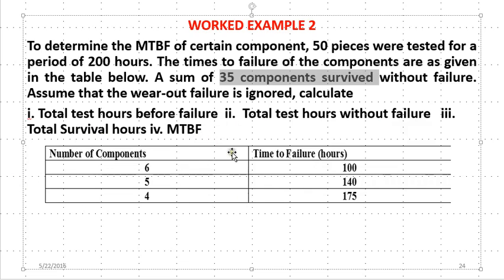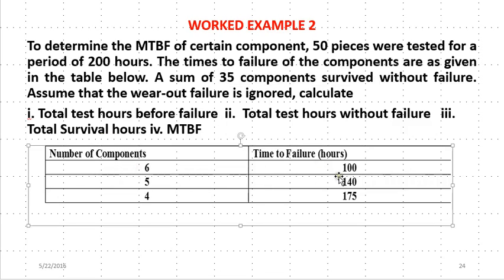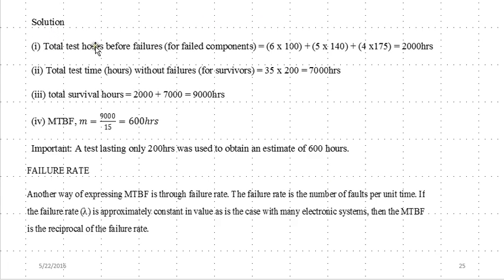Now if you look at this one, 6 components failed at the period of 100 hours, 5 at 140 hours, 4 at 175 hours. So the first thing I will do is to say, okay, the total time taken before those 15 components failed is given here. 6 times the number of hours, which is 100, plus 5 times 140 plus 4 times 175. If you add everything, it will give you 2000 hours. This is the hours that has been taken for 15 components to fail.